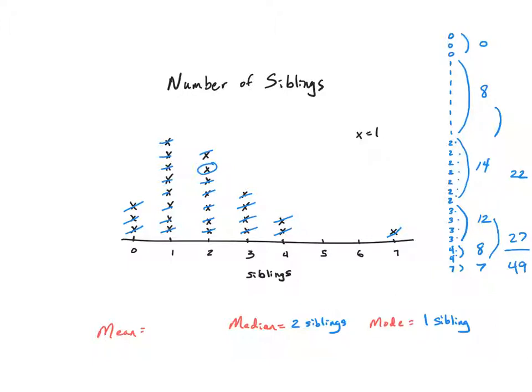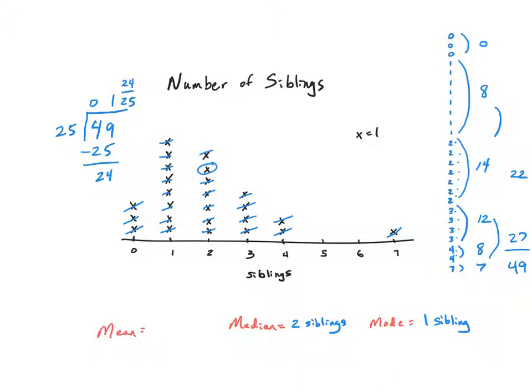But I want to know what is the mean or average number of siblings per student. So I have to take that total of 49 and I have to level them out among 25 students. So to do that, I'm going to divide by 25. 25 goes into 49 one time, and then there would be 25 leftovers.